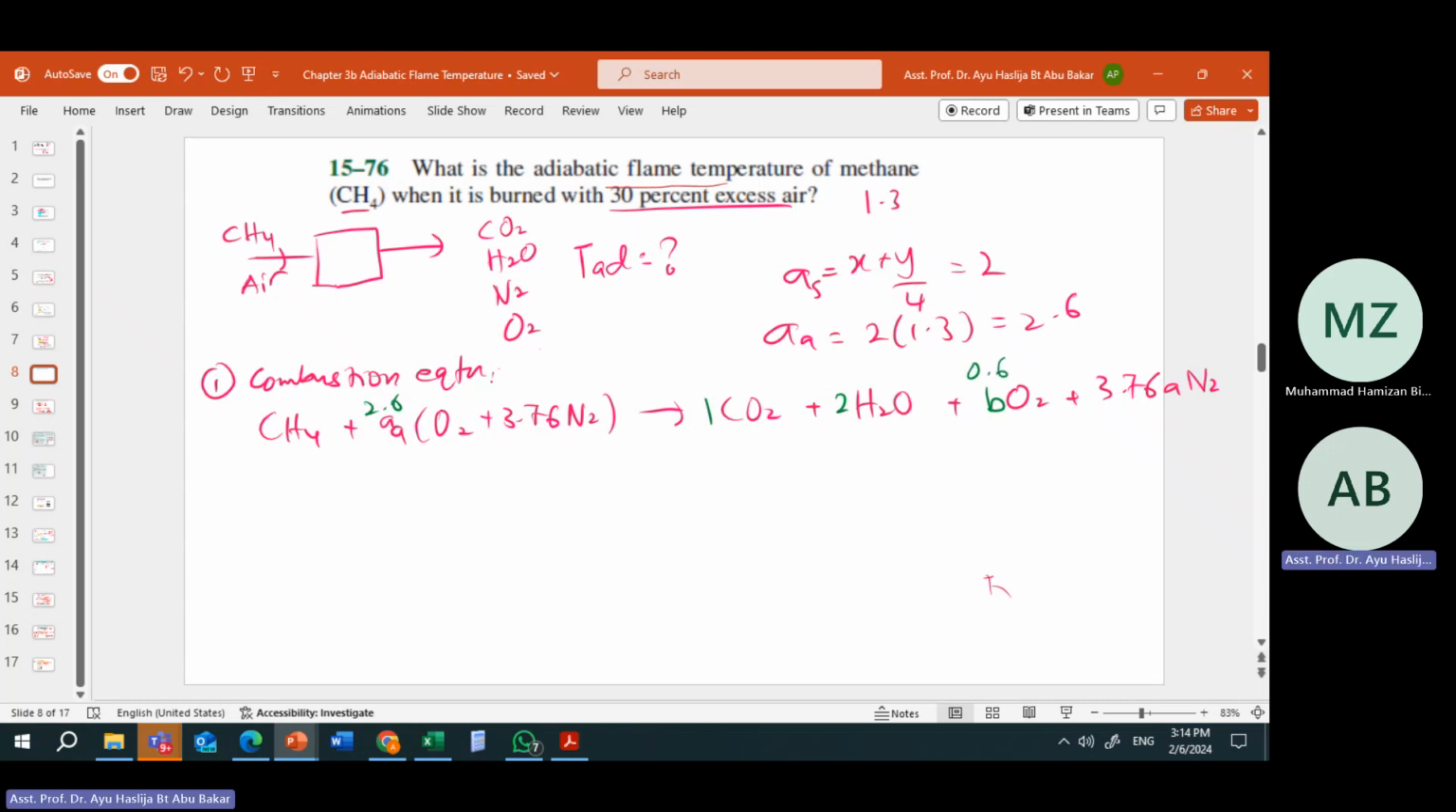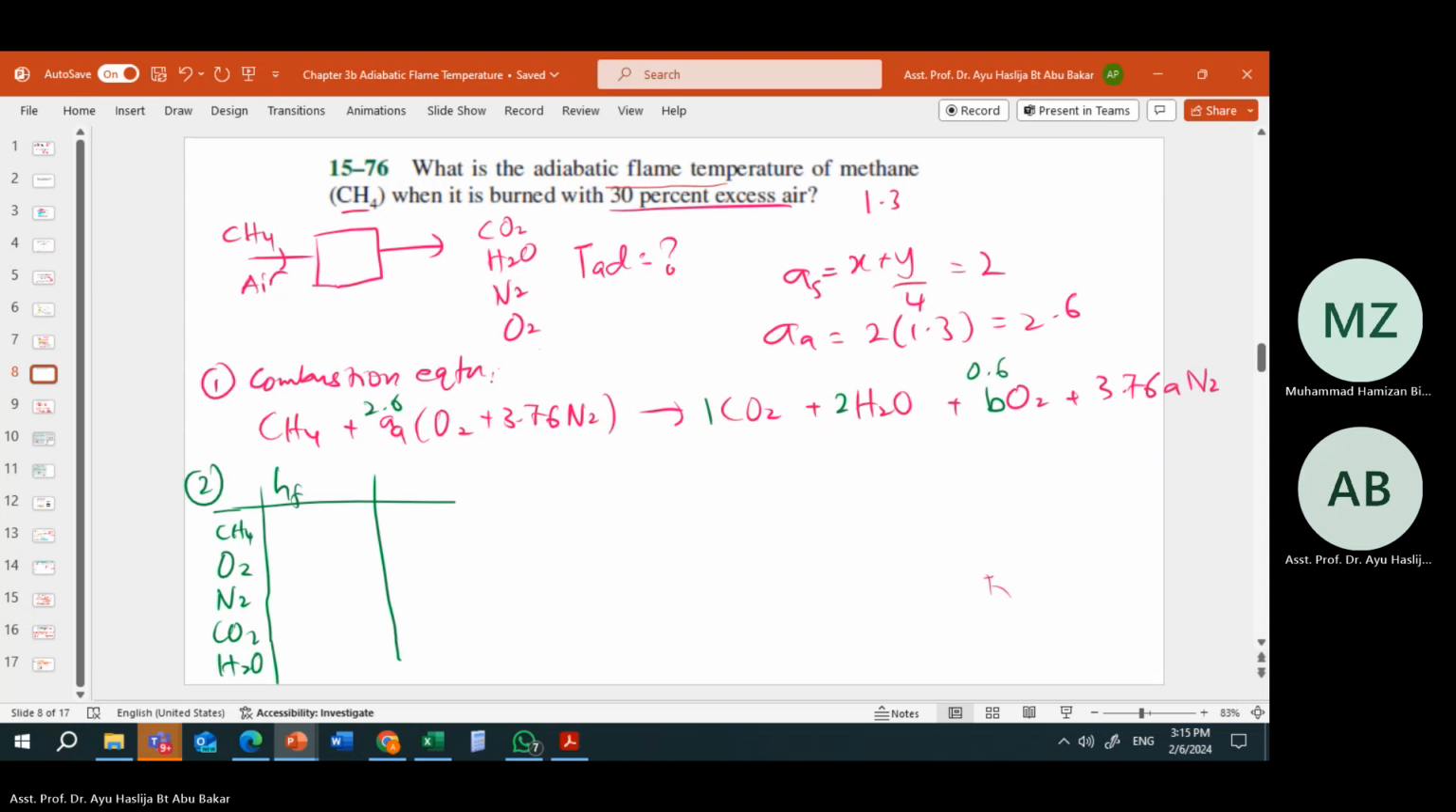Okay. Let's say 0.6. Then, once we get the final combustion equation, the next step is to find the info. List down the components CH4, O2, N2, O2, H2O. Then find the HF. Then assume the two temperatures.